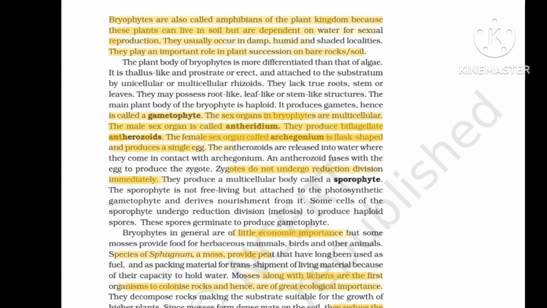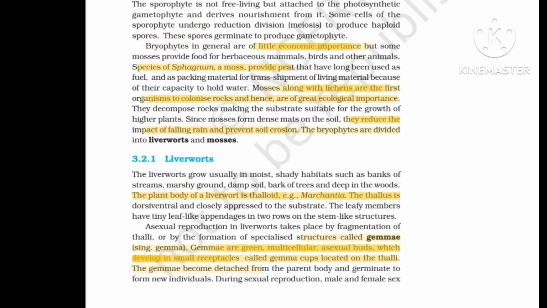Then we talk about lichens, which are the first organisms to colonize rock and have great importance. The bryophytes are divided into two types: the first one is liverworts and the second one is mosses. Then let's talk about the liverworts. They are usually found in moist and sandy habitats, and the plant body of a liverwort is thalloid, for example Marchantia.